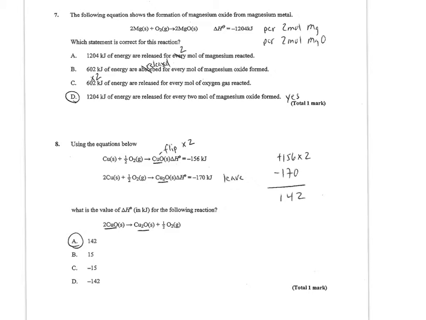Number 8, using the equations below, which is the value of delta H for the following reaction? So again, my first equation, CuO, is in the desired equation, but CuO needs to be a reactant, not a product, so I'm going to have to flip that equation. And my final equation also has 2 CuO, so I'm going to have to double it. So my 156 becomes a positive times 2. My second equation has Cu2O as a product, and it's a product in my desired reaction, so I can leave that equation. And when I add those values up, I get a positive 142.